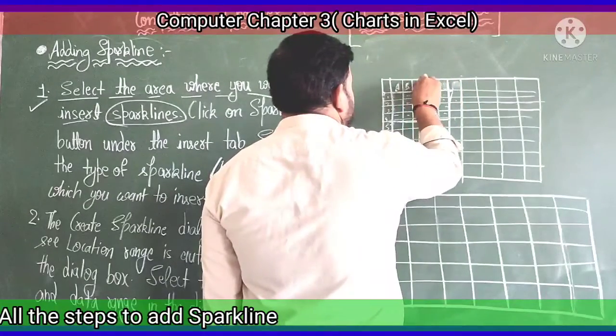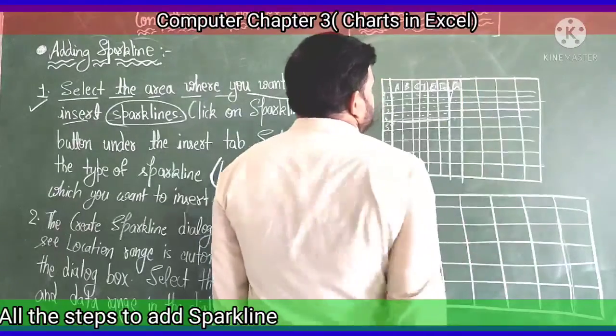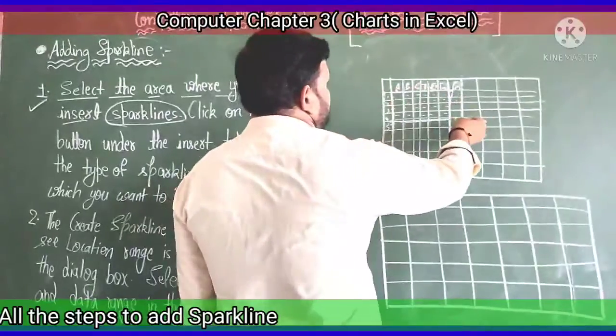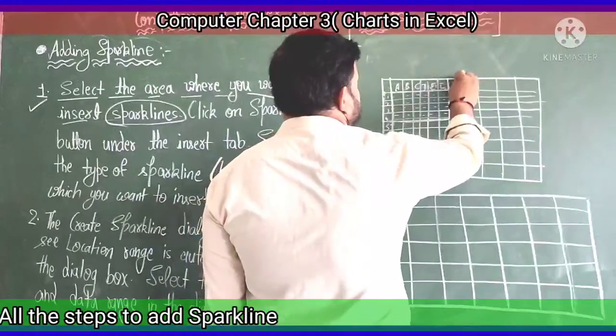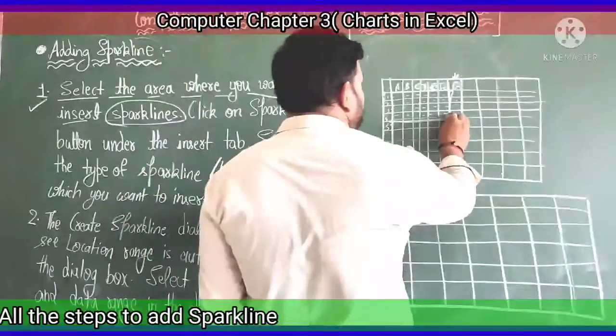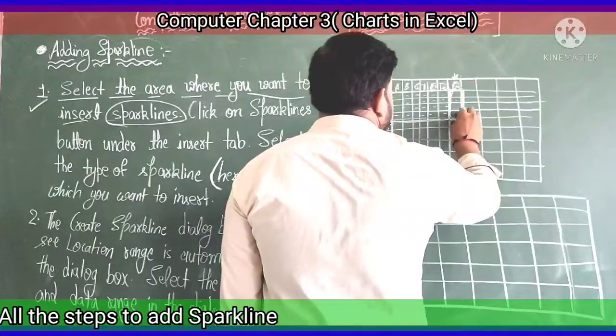A, B, C, D, E, F, G. Suppose you want the sparkline available in the G column. Firstly, you have to click here, and this column will be activated.